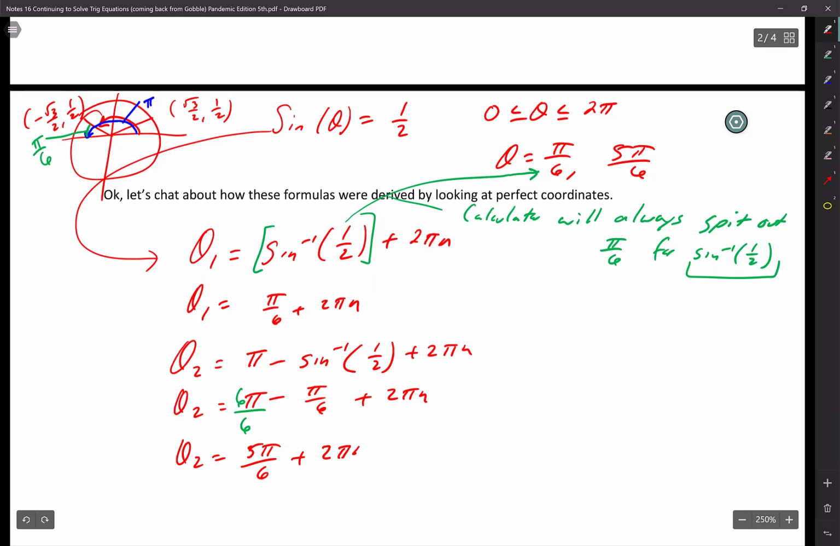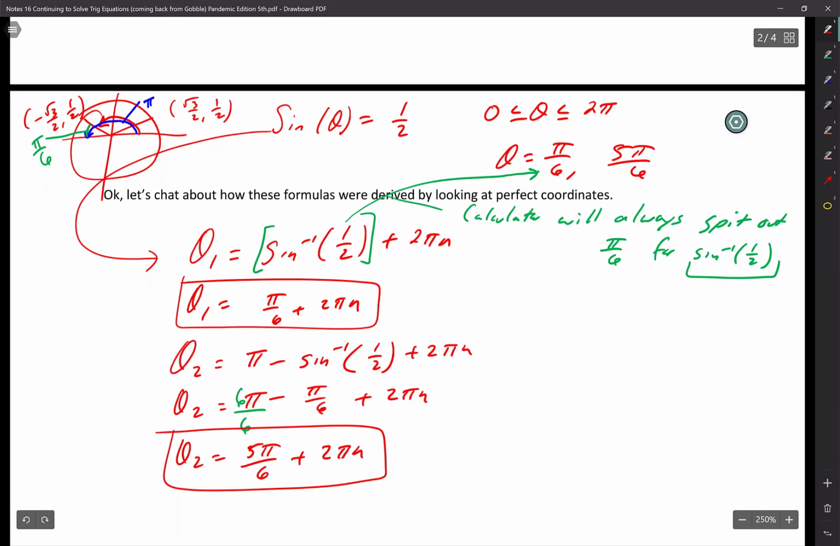And then we call these general equations, guys. That's a general equation, and that's a general equation. We call these general equations, and from there, we can get all of our answers. Does that make sense, guys?